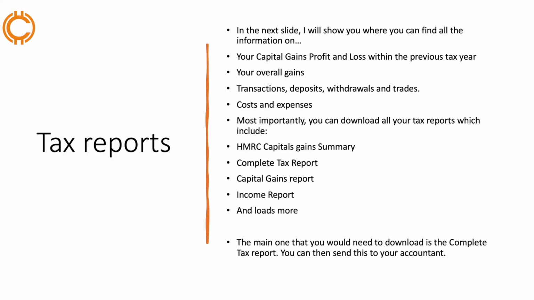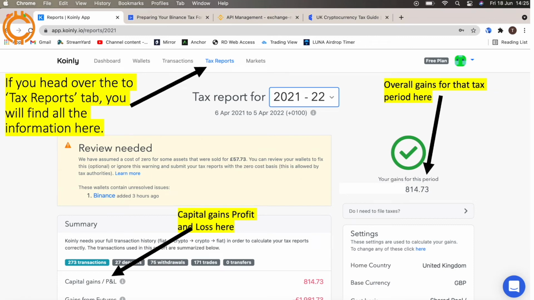Now, tax reports. In this slide, I will show you where you can find all the information on your capital gains, profit and loss within the previous tax year, your overall gains, transactions, deposits, withdrawals and trades, costs and expenses. Most importantly, you can download all your tax reports, which include the HMRC capital gains summary, your complete tax report, capital gains report, income report, and loads more. The main one you're going to want is the complete tax report, which you can then send to your accountant. So if you head over to the tax report tab at the top, you will find most of the information here.